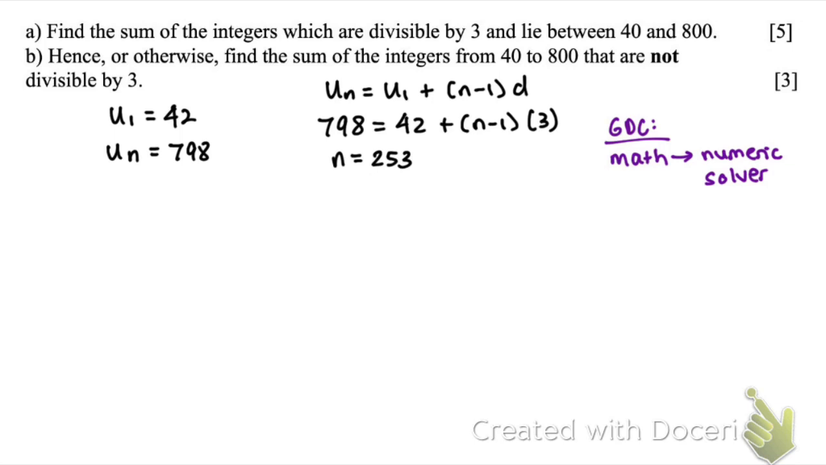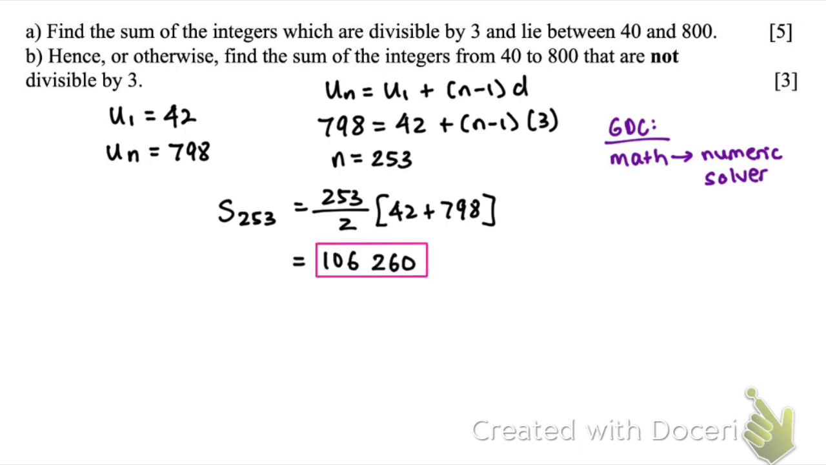We can use this to find the sum of all of the integers that are divisible by 3 between 40 and 800. We know how many terms there are. There are 253 of them. We use the arithmetic sum formula and plug in our known values. So we take the number of terms, divide by 2, and then multiply by the first term plus the last term. We arrive at an answer of 106,260.